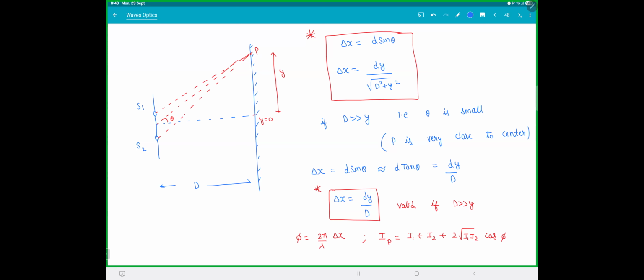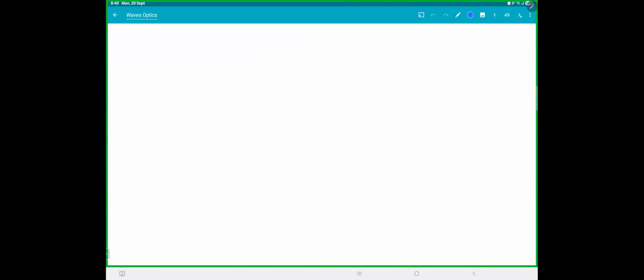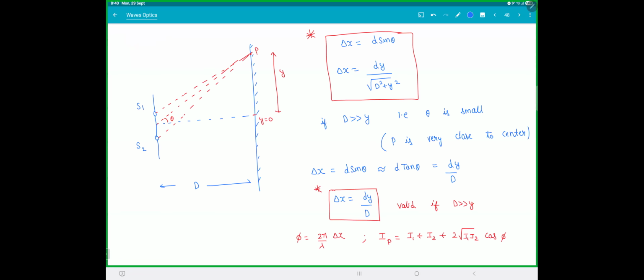Now, again, we have our two standard cases, constructive and destructive interference. Now, if you open your NCERT or at a mains level, they will always stick to this dy by capital D. They will never go to the d sine theta stuff.